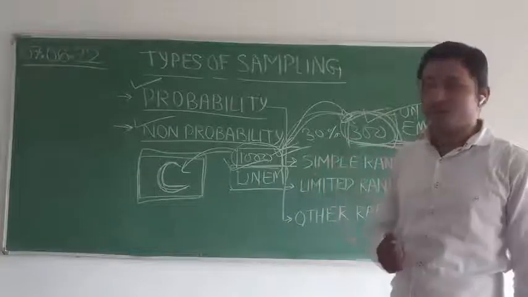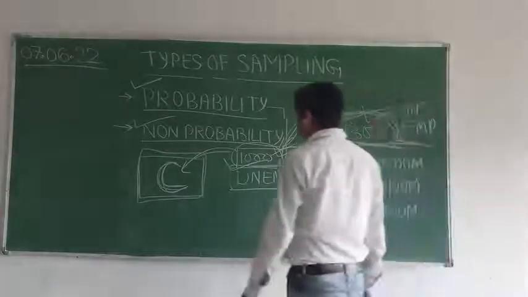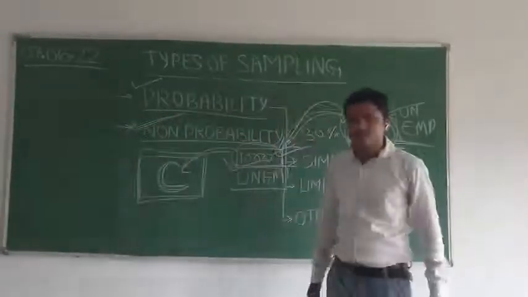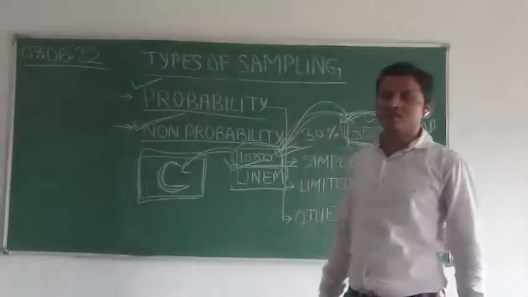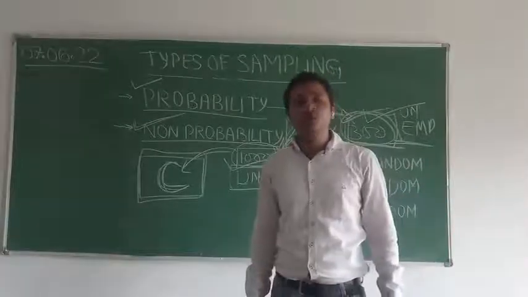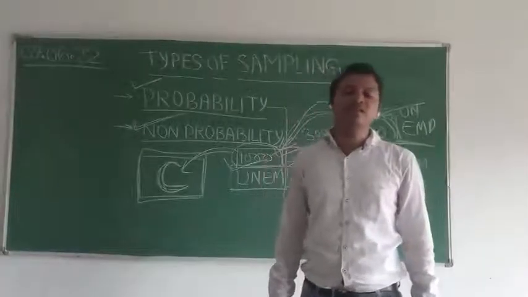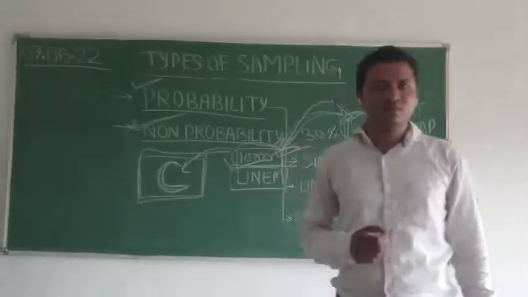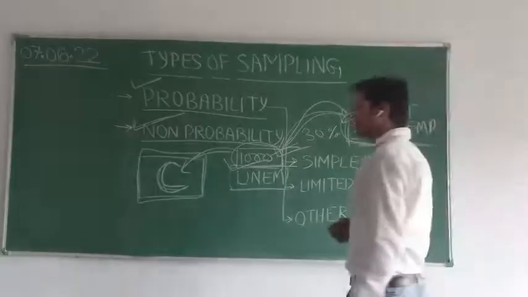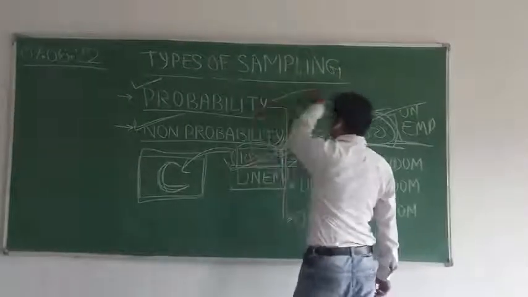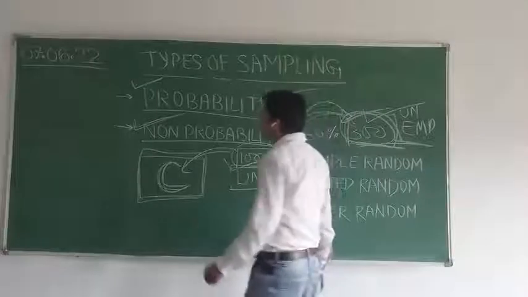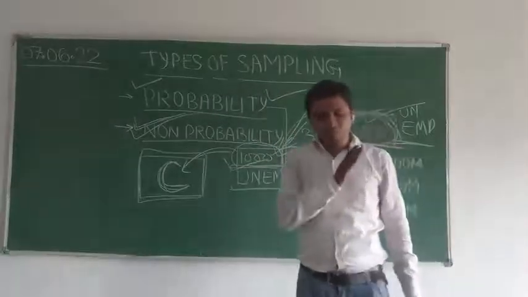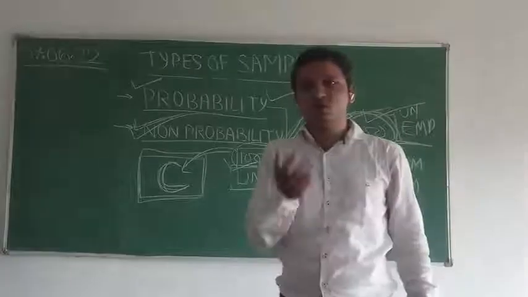So this will be our sampling process of probability type, where everyone has an equal opportunity to be chosen as a sample. But in non-probability sampling, there is not an equal opportunity for every person in the universe to be chosen as a sample. So this is the difference. The basic difference is, in probability sampling there is a probability for everyone, and in non-probability sampling there is not the possibility for everyone to be chosen as a sample.